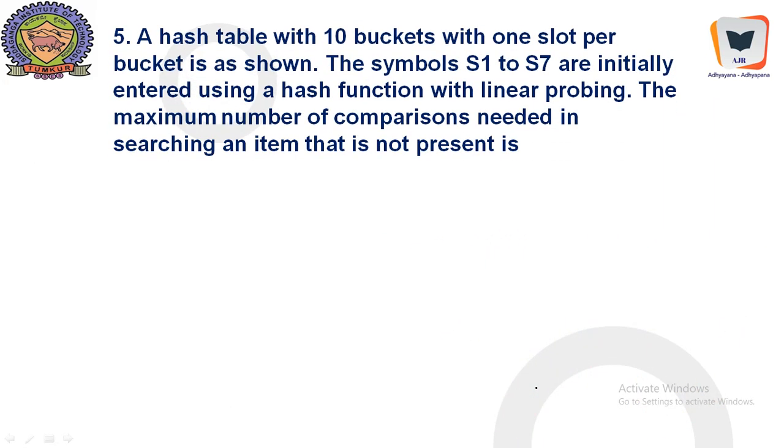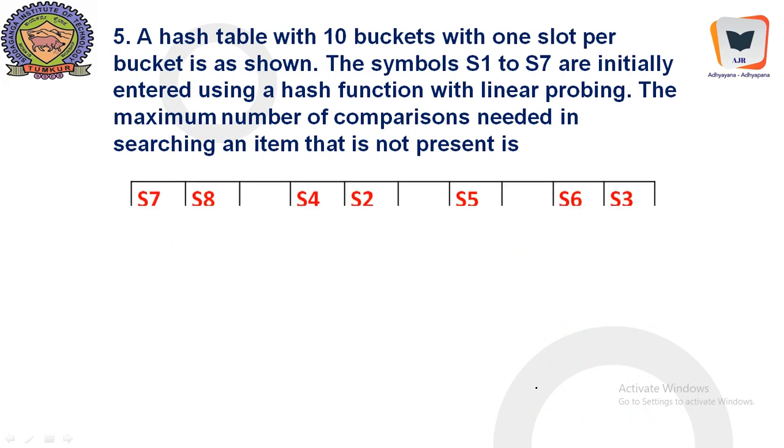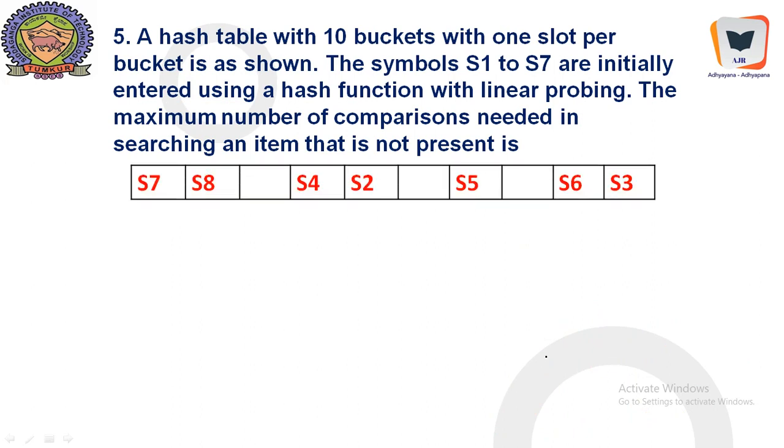Now, the fifth one. A hash table with 10 buckets, with 1 slot per bucket, is shown. The symbols S1 to S7 are initially entered using a hash function with linear probing. This is called a hash function with linear probing. Linear probing is also called closed hashing. The elements are inserted into the array serially. The maximum number of comparisons needed in searching an item that is not present is?